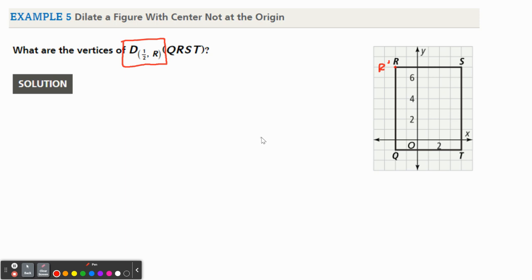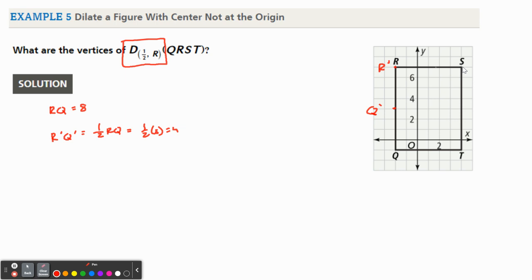So for instance here, I want to go Q. Where's Q prime going to be? Well, I'm going to count how far it is from R to Q. From R to Q is 1, 2, 3, 4, 5, 6, 7, 8. So from R to Q is a length of 8. So to find the distance from R prime to Q prime, I need to take 1/2 the scale factor of RQ. Well, that'd be 1/2 of 8, which is going to be 4. So from R prime, we're going to count 1, 2, 3, 4. There's where Q prime is going to go.